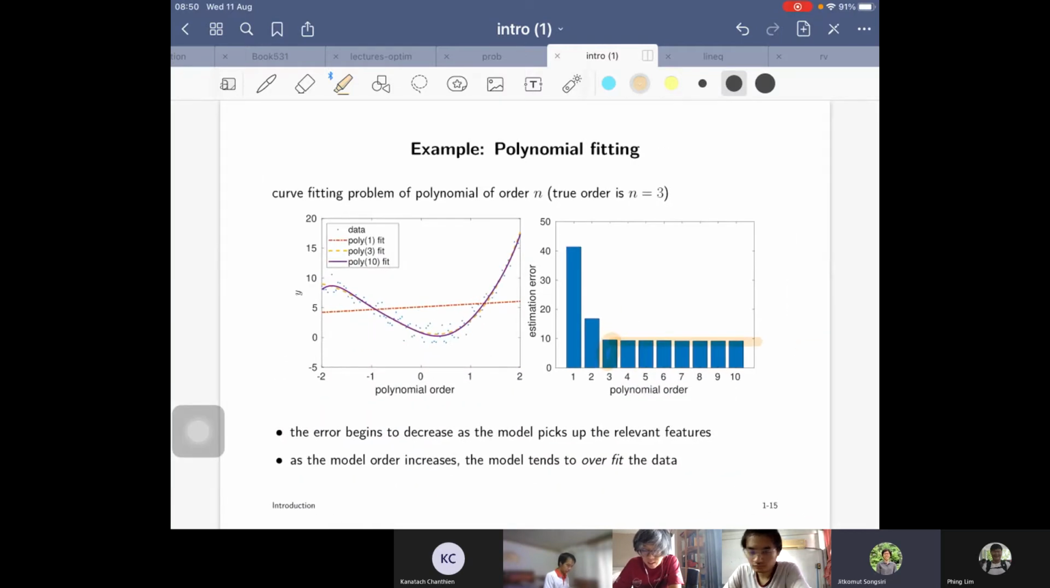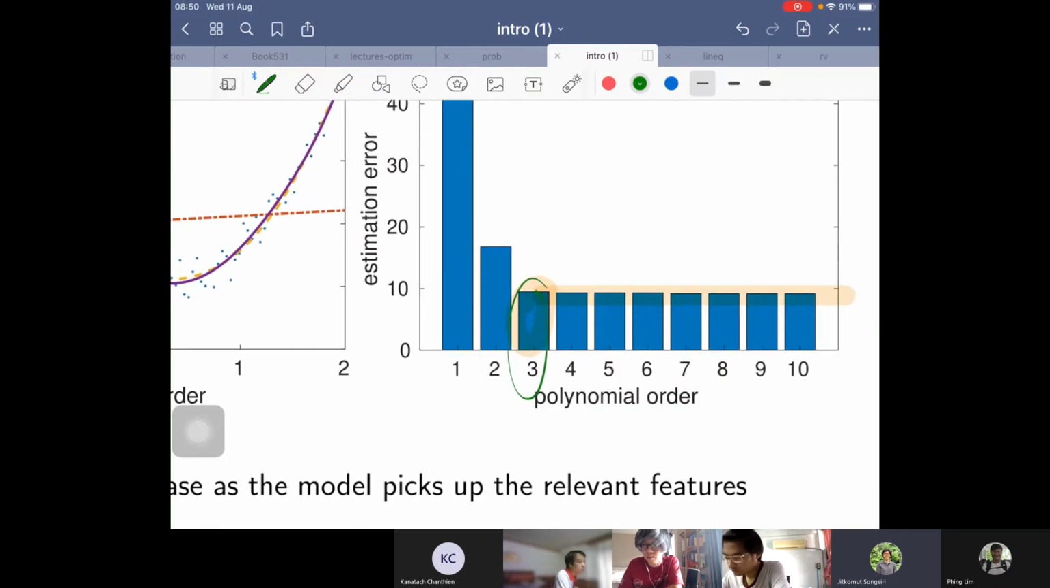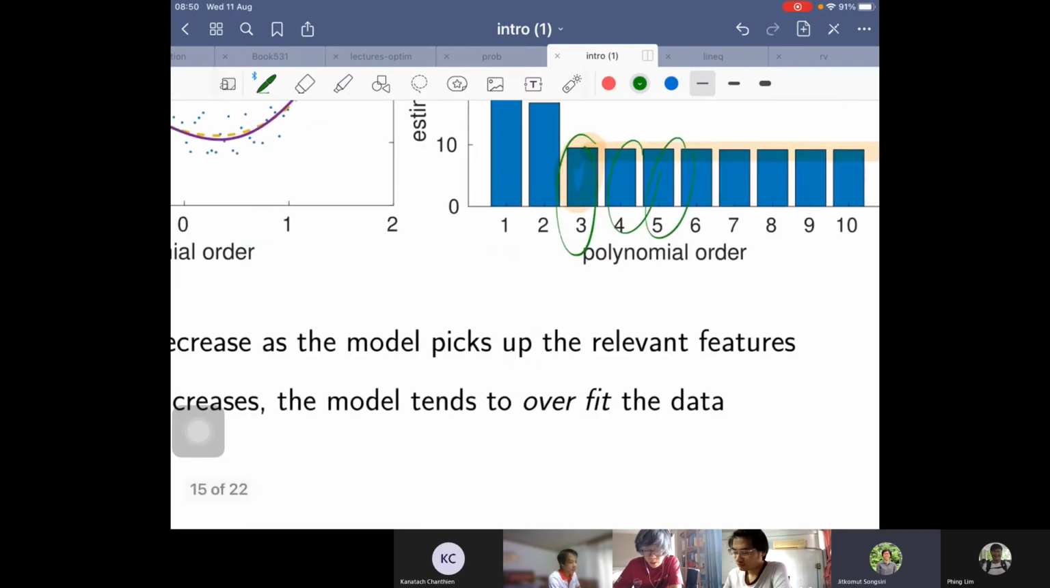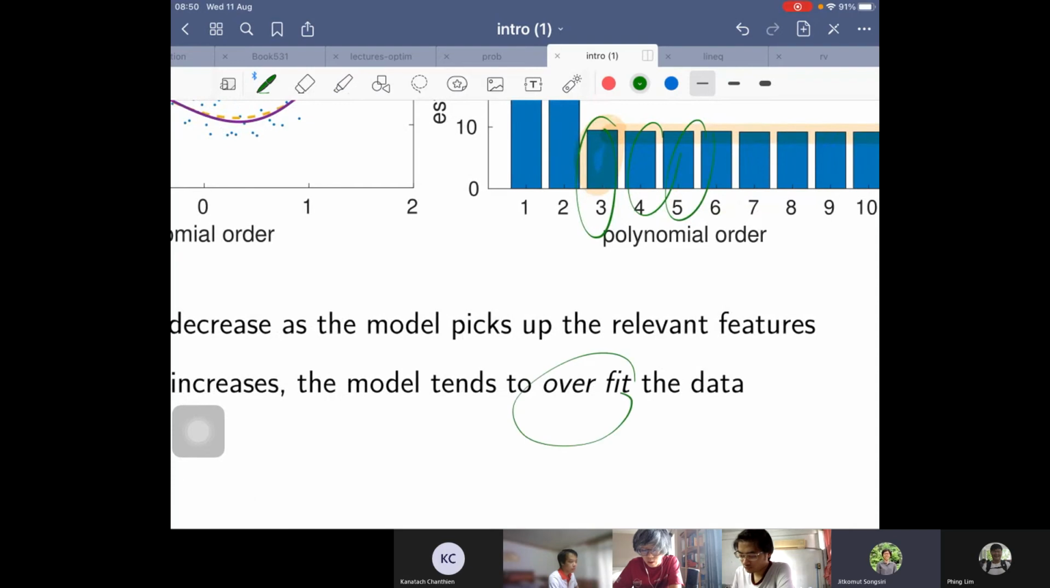So in this case, if you were to choose the model order, intuitively, I would pick the third order, right? You wouldn't pick the fourth, the fifth, because as you increase, it doesn't give you any more benefit. And we're going to call this phenomenon overfitting. We're going to talk about that in detail.